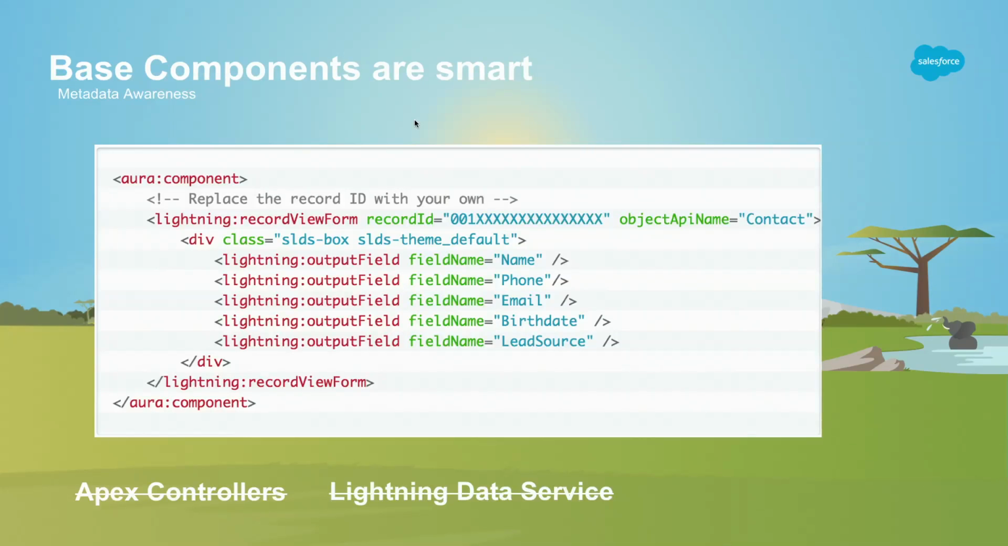If you notice here, everything is Lightning Output Field. There's no different component. But let's say the metadata says phone field, it will actually render a phone field. If the metadata says text, it will actually render a text. If the metadata says URL, it will render a URL component, and so on. So working with metadata has really made a difference to base components, and you don't need any Apex controllers or any additional Lightning Data Service code to do this. All the magic is actually done by the component record view form. It does everything for you. So this was just to illustrate the power of a base component. It's not necessarily just something simple.